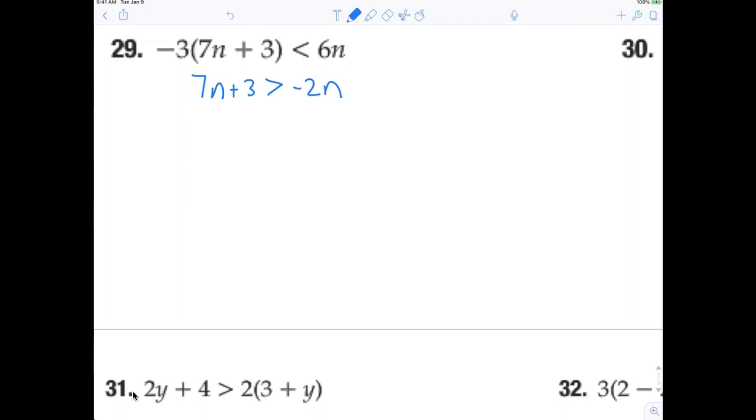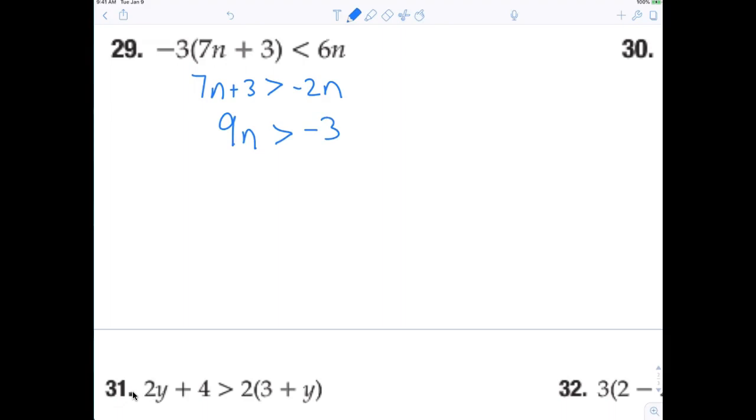Now again, I want the variable to stay positive. So I'm going to move the negative 2n to the other side. How many n's does that create on the left? Total, 9. 9n. Thank you, Will. 9n is greater than. Now I have to move the 3 over. What is it? Negative 3. Thank you, Miss Bragdon.